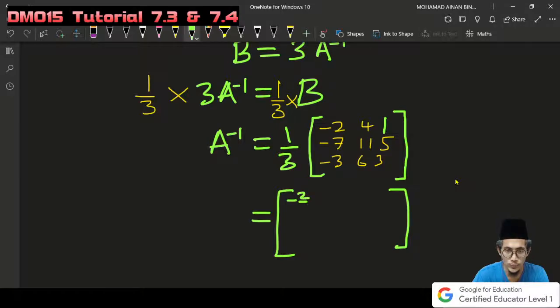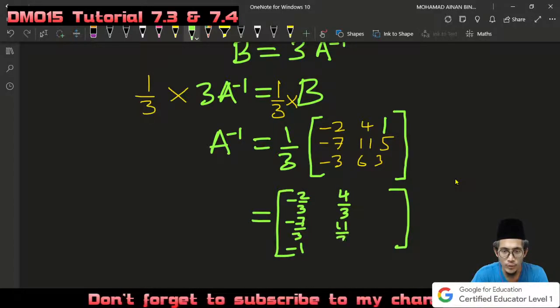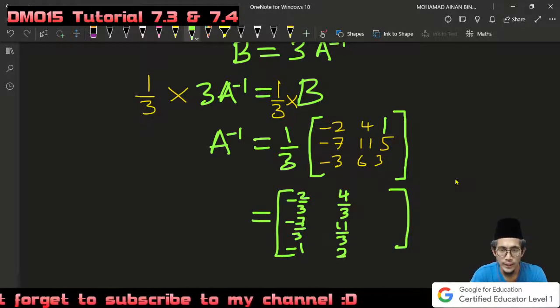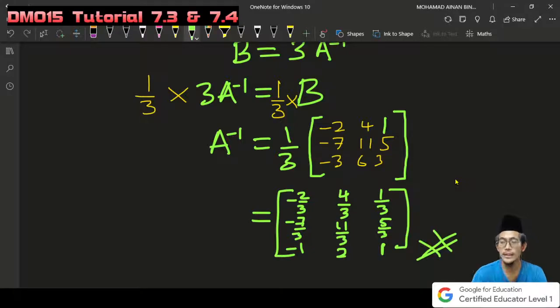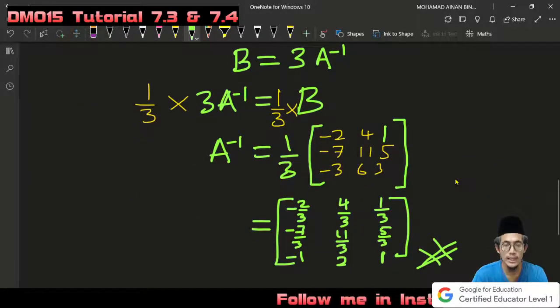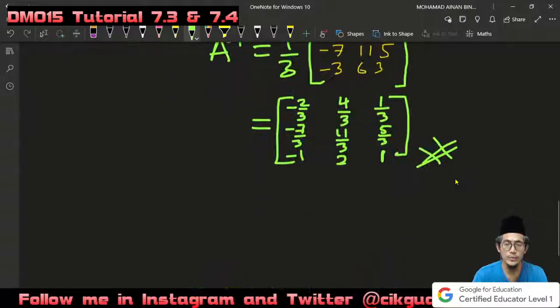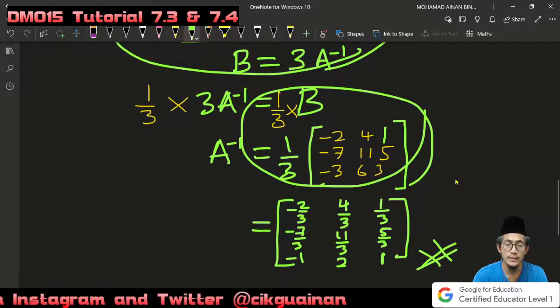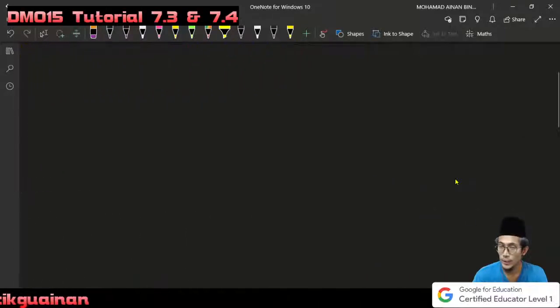So minus 2 over 3, minus 7 over 3, minus 1, 4 over 3, 11 over 3, 2, and then 1 over 3, 5 over 3, 1. Okay, therefore this is the inverse. Okay, dah selesai. We deduce, inilah maksud dia deduce. First we have to apply all the properties over here, then we just substitute and calculate what is the value of inverse. Okay, moving on to the second one.